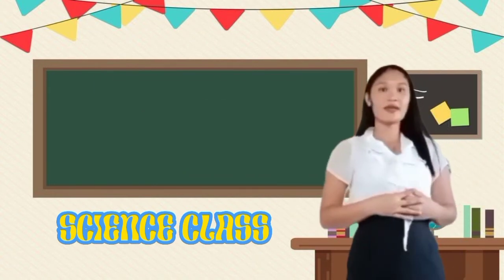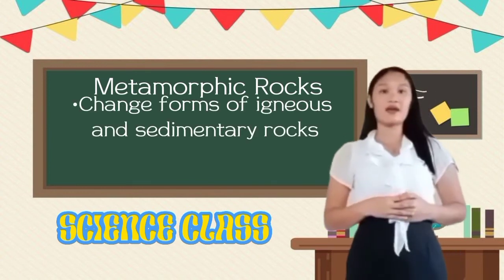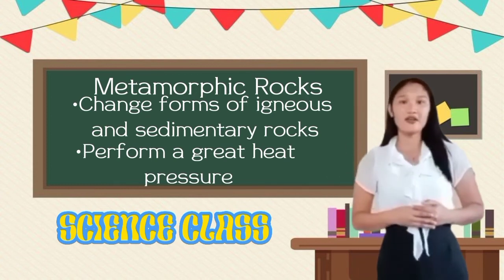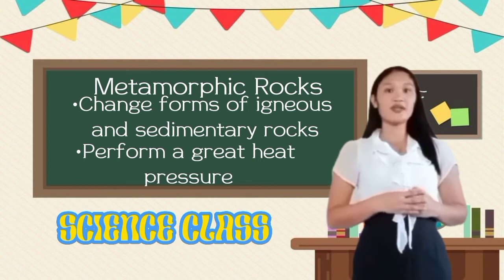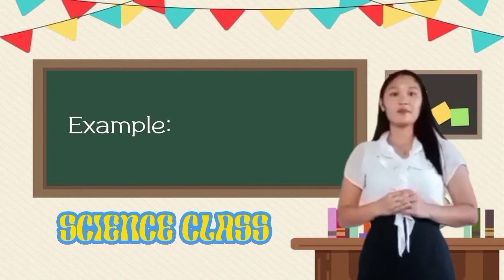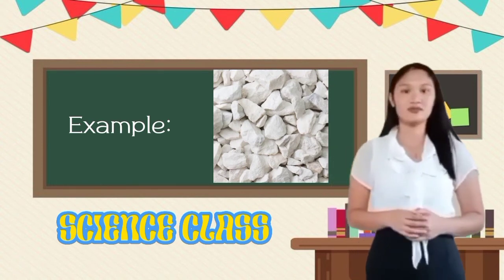The third one is metamorphic rocks. These are the changed forms of igneous and sedimentary rock. They are formed by great heat and pressure. They're generally found inside the Earth's crust where there's enough heat and pressure to change the form of rocks. For example, slate changed from clay and marble changed from limestone.